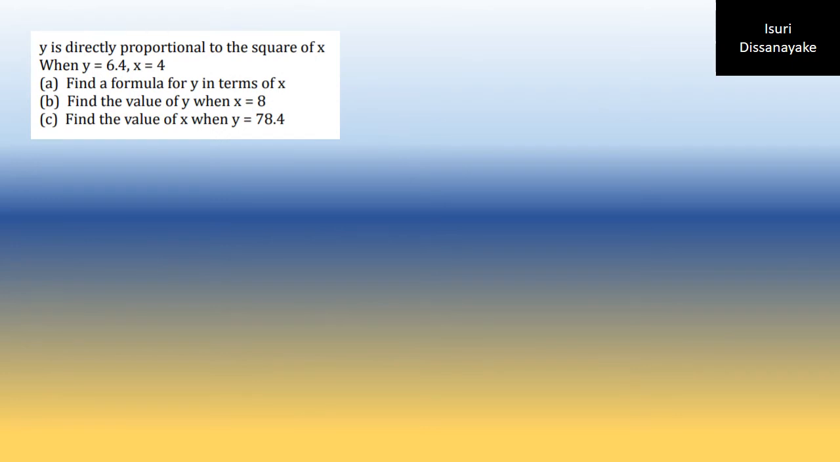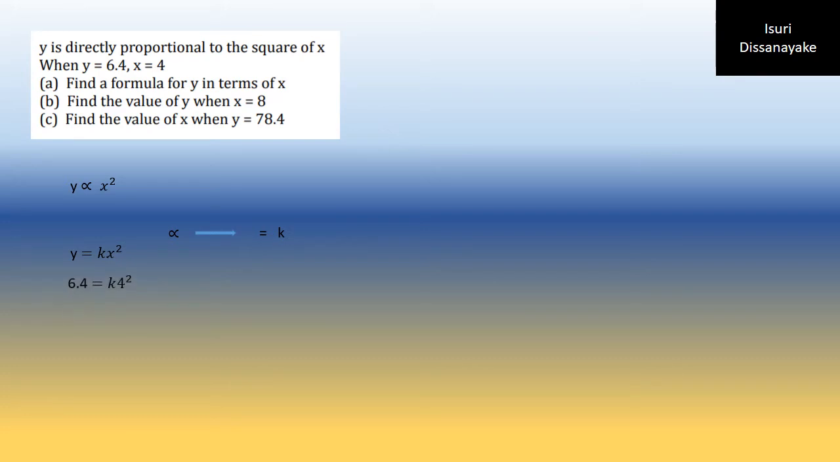Next question is, y is directly proportional to the square of x. When y equals 6.4, x equals 4. So first let's write this statement. y is directly proportional, this is the sign, to the square of x. So here x squared. Now how are you going to remove this directly proportional sign? You are going to use an equal sign with a k. So let's write it as y equals k times x squared.